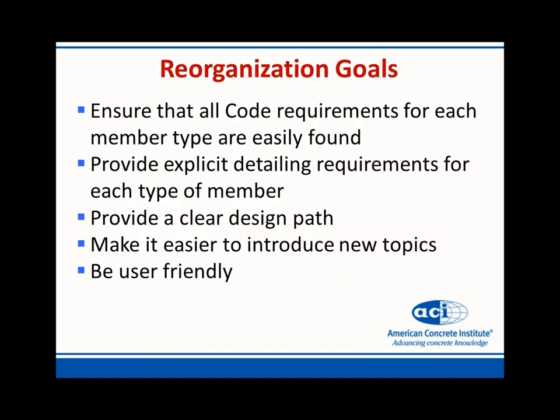When we decided to reorganize the code, 6 years ago, we had a series of goals. The first one was to ensure that all code requirements for each member type are really easy to find. We wanted to provide explicit, specific detailing requirements for each type of member. We wanted to provide what we felt was a clear design path, the way a structural designer would normally approach the design of any given member. And we wanted to make it easier to introduce new topics.